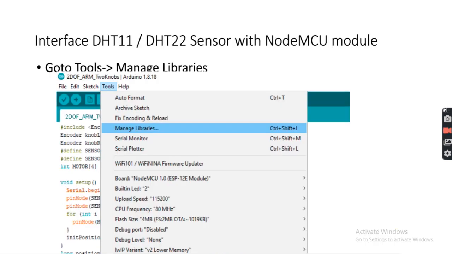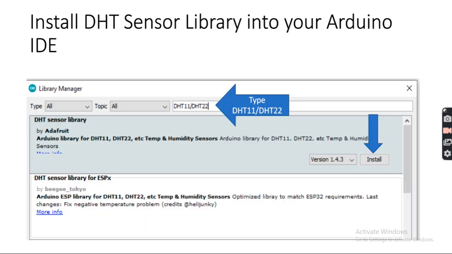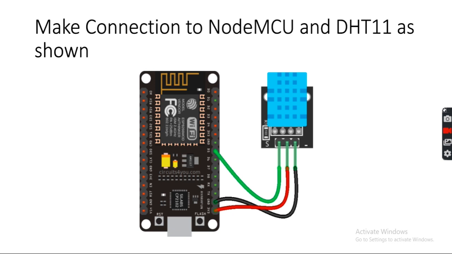Now the next thing that we want to do is that since we are going to use the DHT11 and DHT22 sensor with the NodeMCU module, we want to include a library for those in the Arduino IDE. So go to Tools, Manage Libraries, type DHT11. You will get the DHT sensor library by Adafruit, and download and install the library. And next you have to make a connection between the NodeMCU and DHT11 as shown.